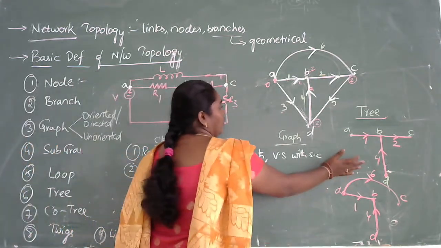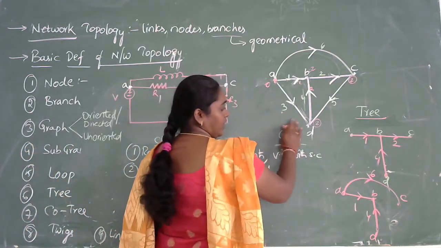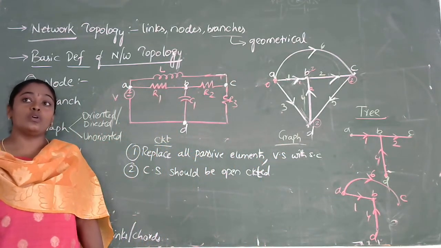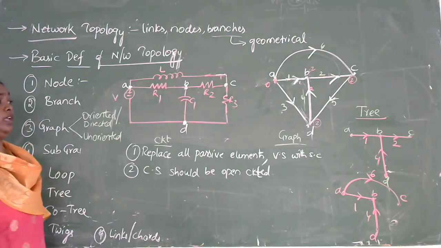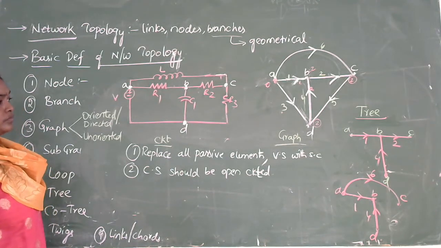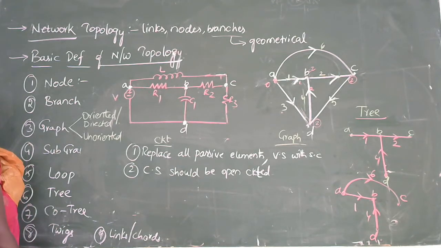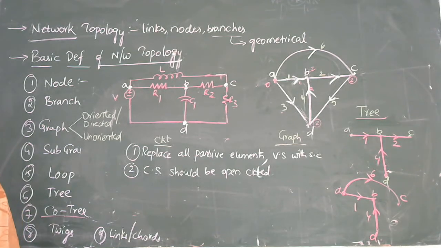So a tree is nothing but something that should have all the nodes present in a graph. It should have fewer branches than the graph, and it should not form any closed loop. And there should be a minimum of one path between each and every individual node. Now, coming to the co-tree. Here the co-tree is nothing but the branches which are not present. Before going for the co-tree, let us see what is meant by a twig. The branches of a tree are called twigs.